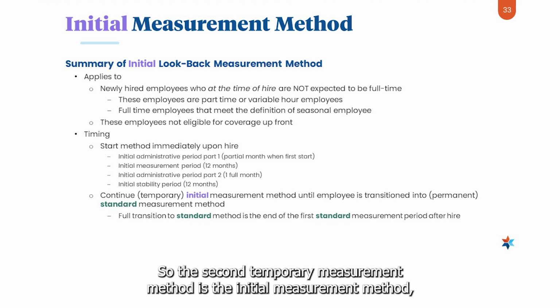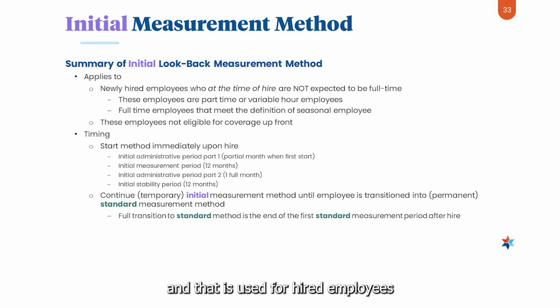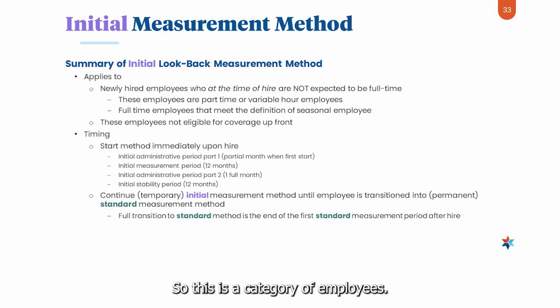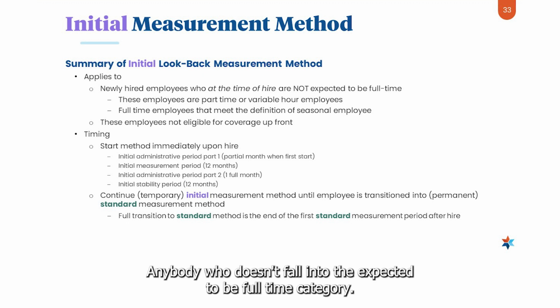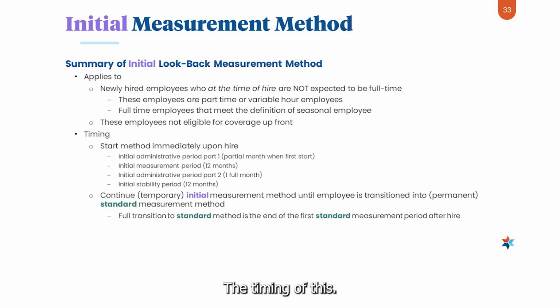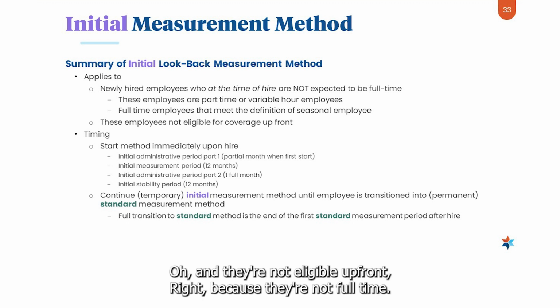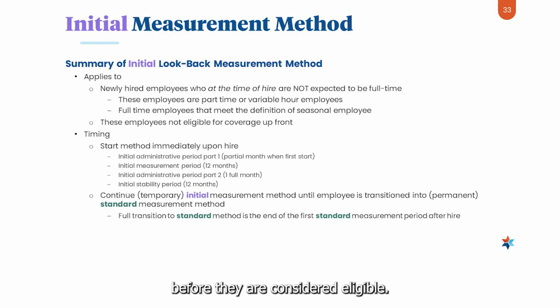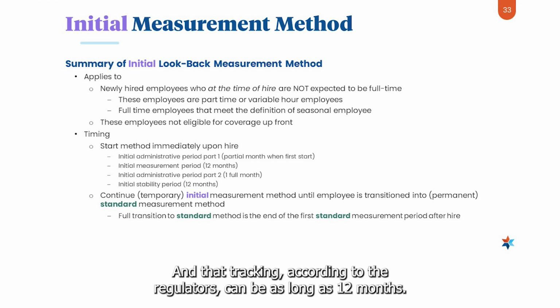Okay, so the second temporary measurement method is the initial measurement method, and that is used for newly hired employees who at the time of hire are not expected to be full-time. So this is a category of employees, anybody who doesn't fall into the expected to be full-time category. They're not eligible up front, right? Because they're not full-time. So you're going to spend some time tracking hours of service up front before they are considered eligible. And that tracking, according to the regulators, can be as long as 12 months.